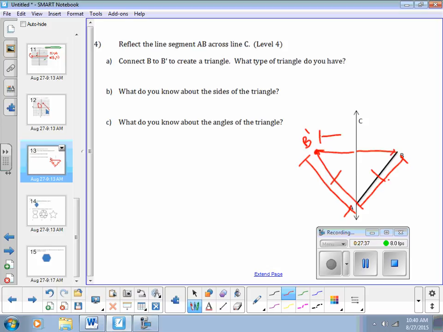I don't know how much this side measures. I don't know if it measures the same as these two. The only thing I know for sure is that this one and this one are the same. Yes? Okay. So now it says, connect B to B prime. We already did that. We created the triangle. Yes? What type of triangle do you have? We have a triangle with two sides that are congruent.